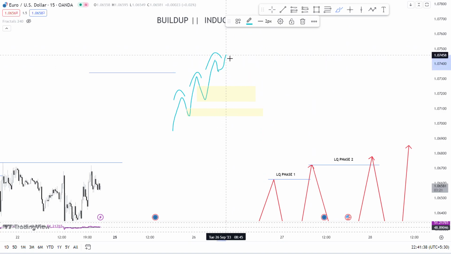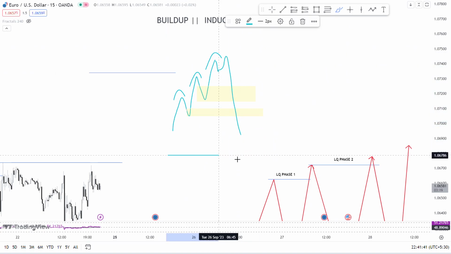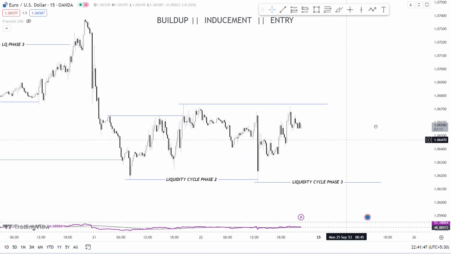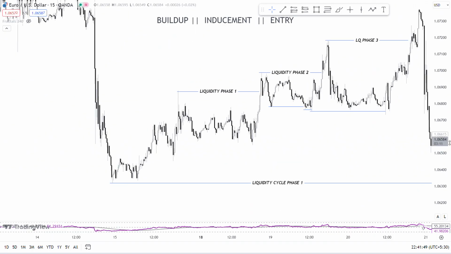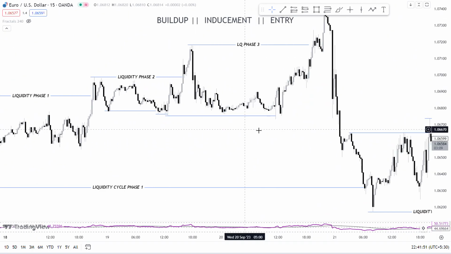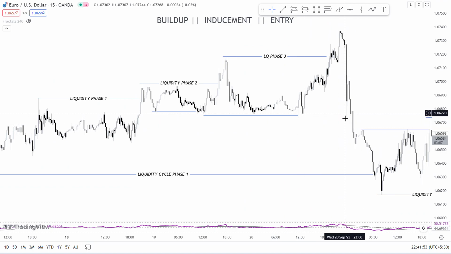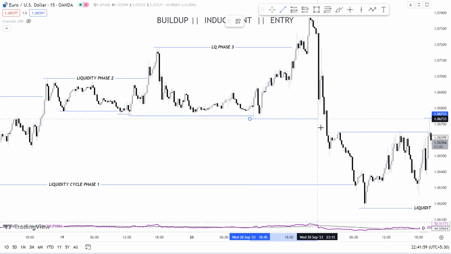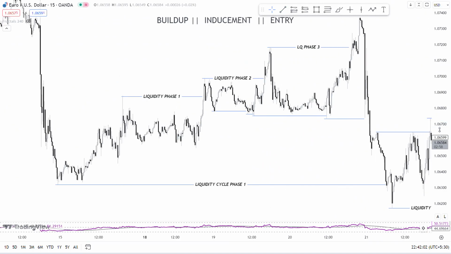So we sell the market here, targeting the next liquidity pool according to where we are in the liquidity phase. So you understood the liquidity concepts, right? Basically phase 1, phase 2, phase 3, that's it. After phase 3 we don't take the entry here, because why? Simple, the liquidity cycle has been completed. There is no point for the price to reverse here.